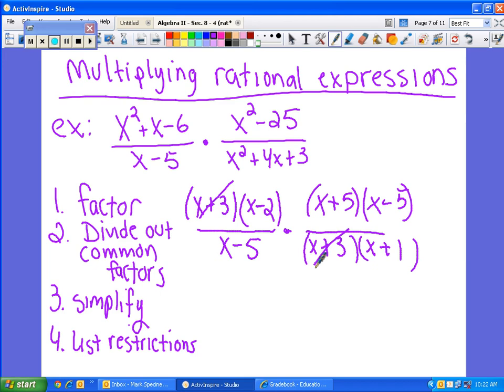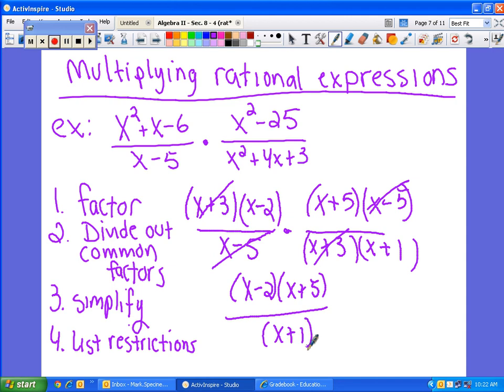Similarly, I have an x minus 5 over here, and an x minus 5 over here. I cancel them out. I simplify. What I really mean by simplify is I combine whatever's left over. So what do I have on the top? I have x minus 2 and x plus 5. What do I have at the bottom? I have x plus 1.